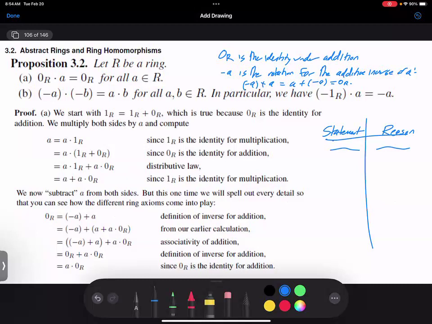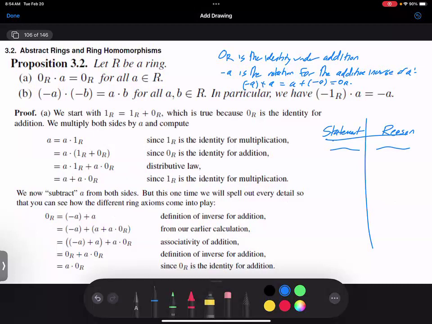Okay, so we know that we had the third step, we used the distributive law. And now to get the fourth step, a times the multiplicative identity is just a. And then a times 0_R, we don't know how to simplify that yet. 0_R is defined as the identity under addition. We have no knowledge yet of what a times 0_R is. In fact, that's what we're trying to prove.